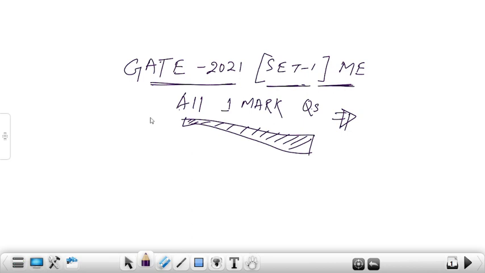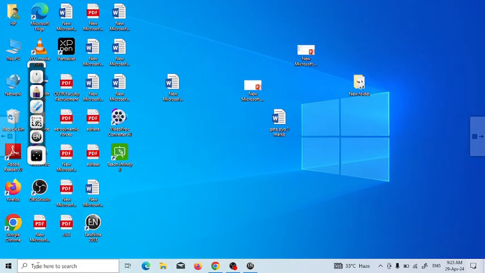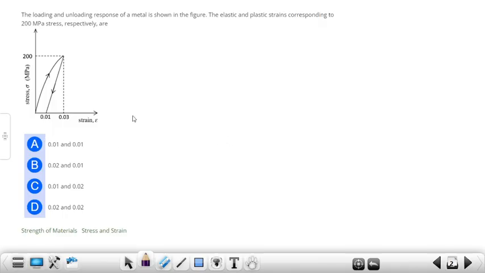Today we discuss the GATE 2021 Set 1 mechanical paper, and in this series we start the 1 mark question solving. The first question is: the loading and unloading response of a metal is shown in the figure. This is the figure, and we need the elastic and plastic strain corresponding to 200 megapascal stress, respectively.